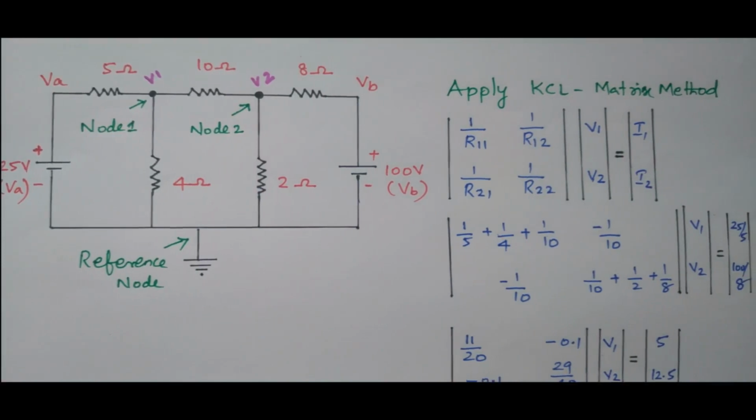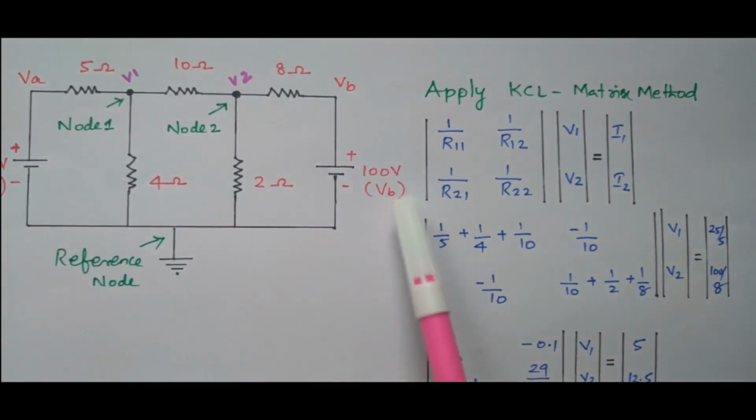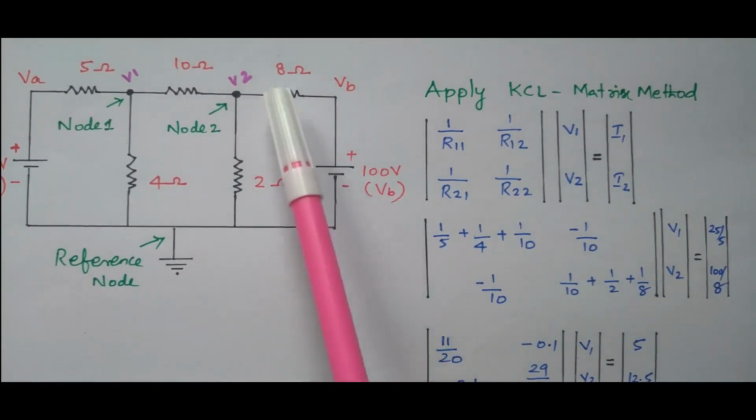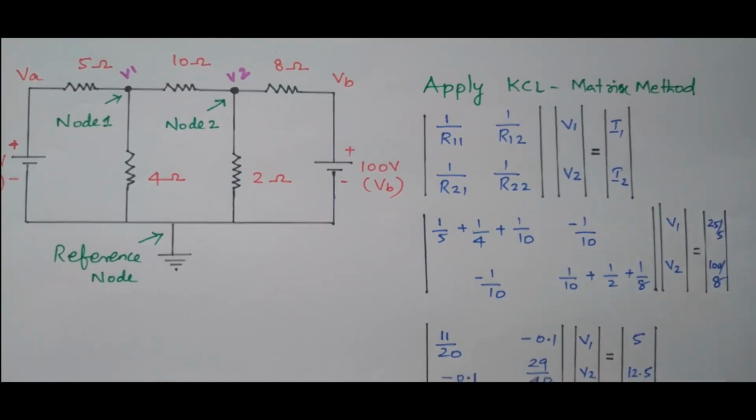Then we'll go to the voltage matrix and current matrix. What is the voltage matrix? V1 and V2. This only we need to find. What is the current matrix? I1 and I2. What is the current I1? I equal to V by R, that is 25 divided by 5, which will give the current in the first node. Similarly for the second, 100 divided by 8. This 100 volt source is directly connected to the 8 ohm, so 100 divided by 8 will give I2. So now we framed the resistance matrix, voltage matrix and current matrix. Now we'll go for the further simplification.